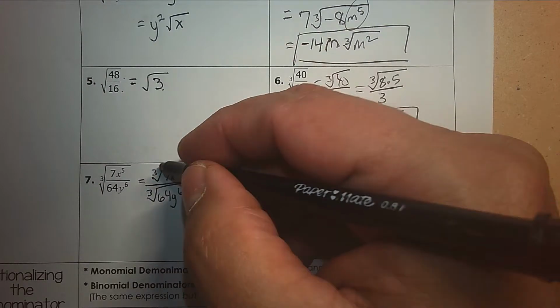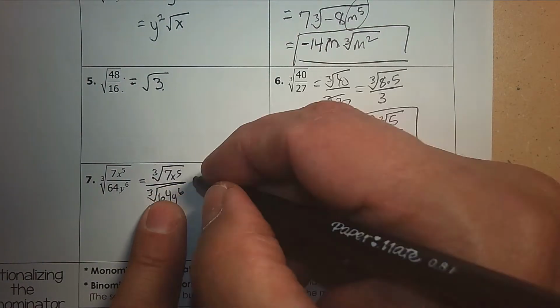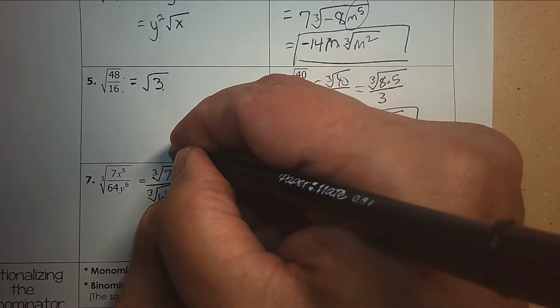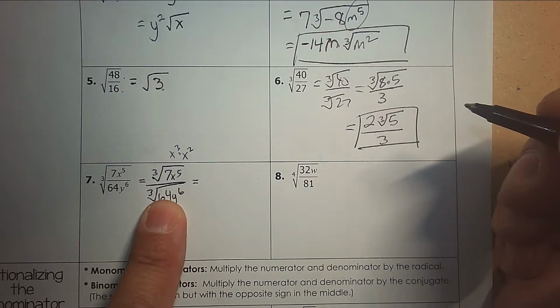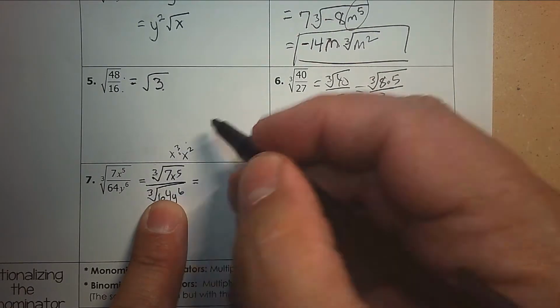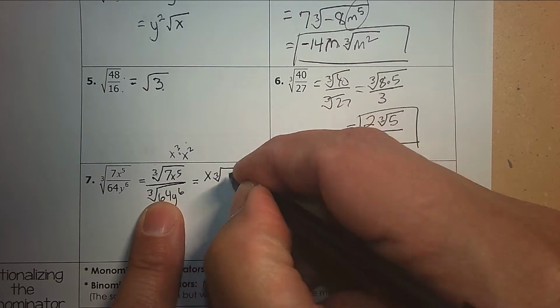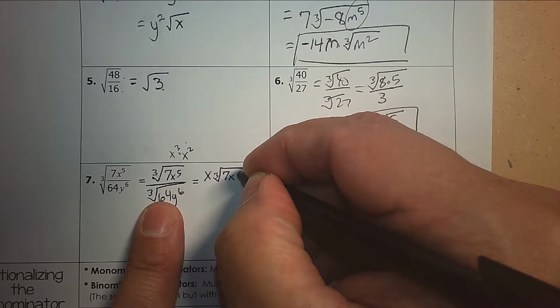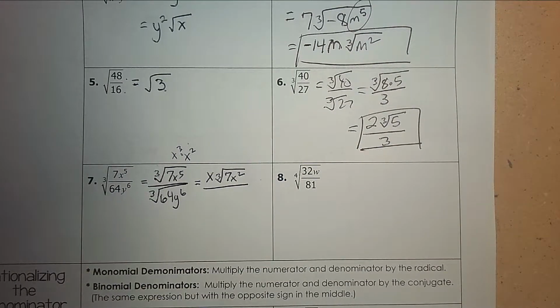Now, the cube root of 7, that's prime. But x to the 5th, do you know how I can write that as? As x cubed times x squared. So the cube root of x cubed is x, and what's left behind that's prime is 7x squared. How about the denominator?